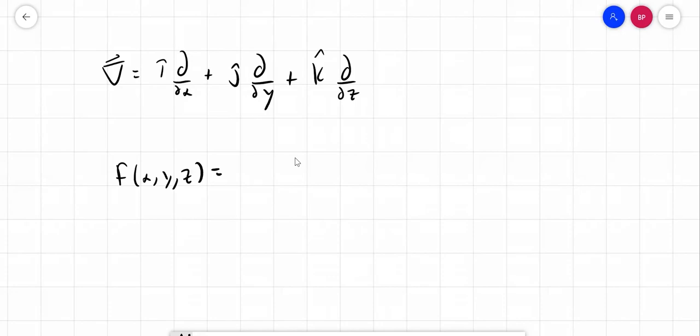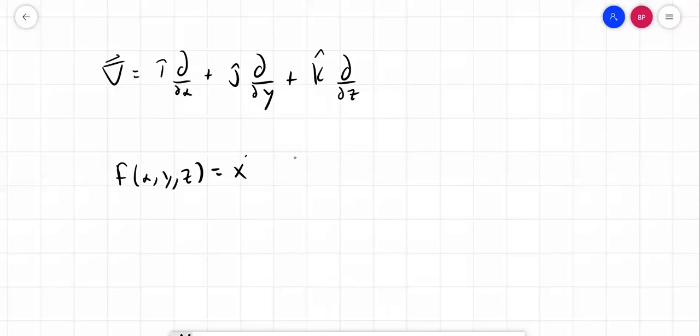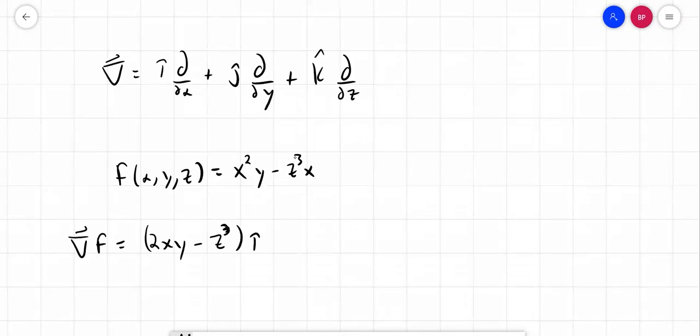So our function was what? x squared y minus z cubed x. So the gradient then is the derivative with respect to x in the x direction. Remember, this is the partial derivative, so we hold y and z constant. The derivative with respect to x of this first term is 2xy. The derivative with respect to x of the second term is minus z cubed. So that's all along the x direction.